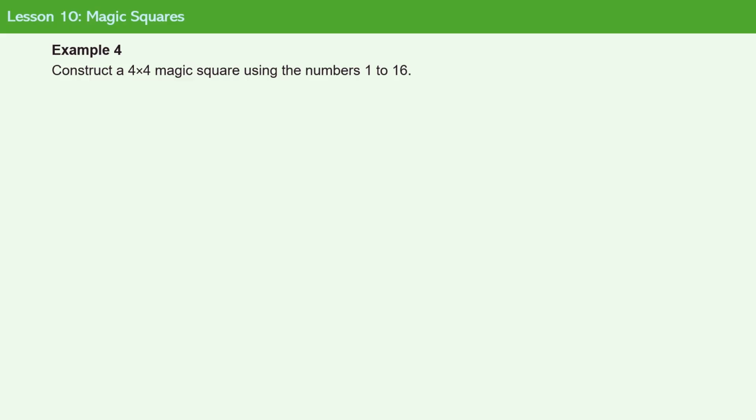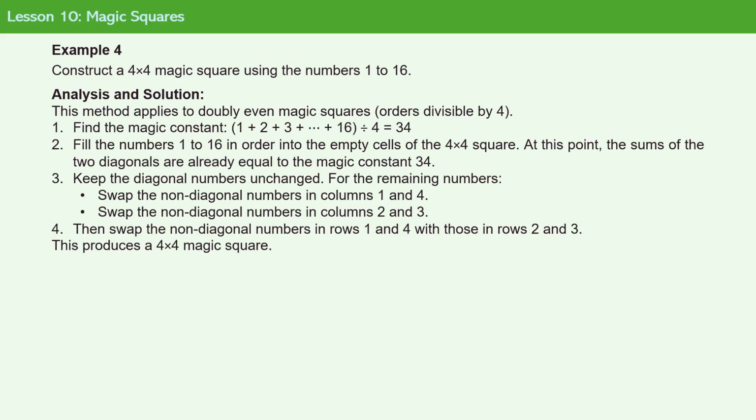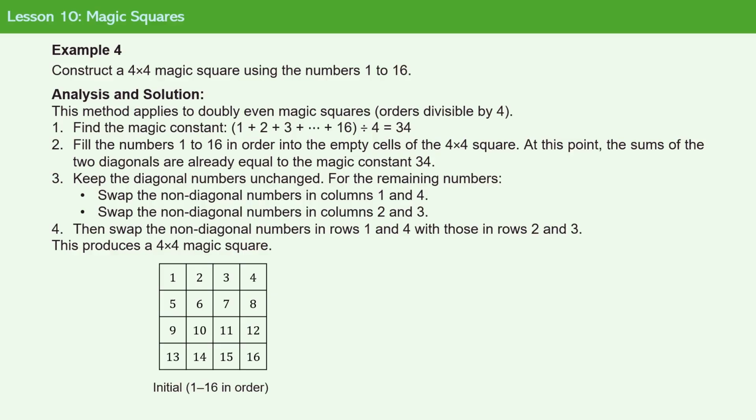Example 4. Construct a 4x4 magic square using the numbers 1 to 16. This method applies to doubly even magic squares, orders divisible by 4. First, find the magic constant, which is 34. Second, fill the numbers 1 to 16 in order into the empty cells of the 4x4 square. At this point, the sums of the 2 diagonals are already equal to the magic constant 34.